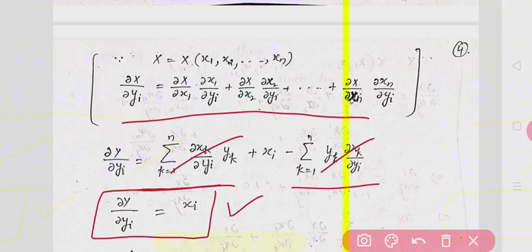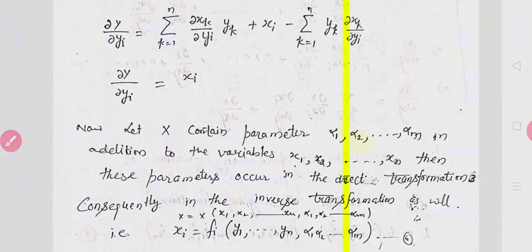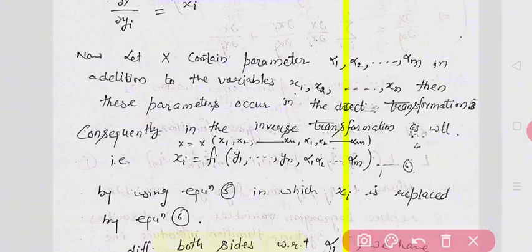So what else is left? One more thing is left. Now suppose capital X contains the parameters alpha 1, alpha 2, ..., alpha m in addition to the variables x1, x2, x3, ..., xn. Then what will be there?